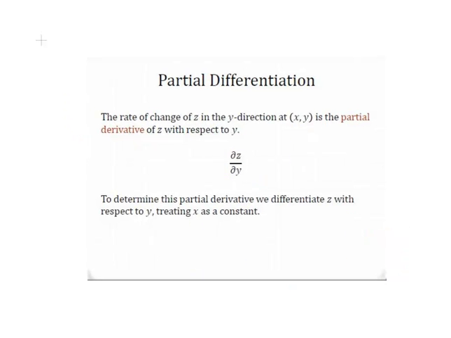Likewise, the rate of change of z in the y direction at x, y is the partial derivative of z with respect to y. Again, it's the partial derivative of z with respect to y. So again, you treat x as a constant in this case, rather than y.